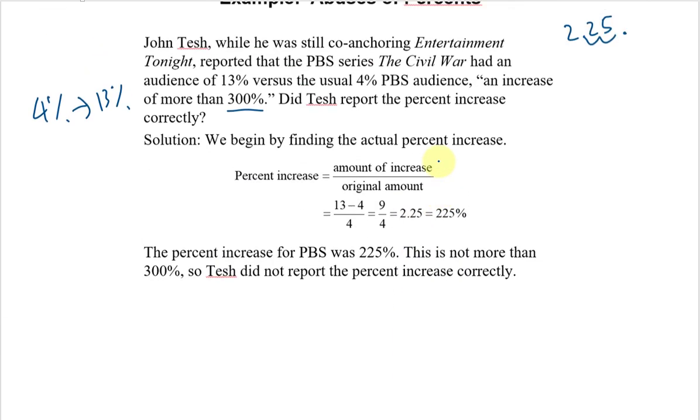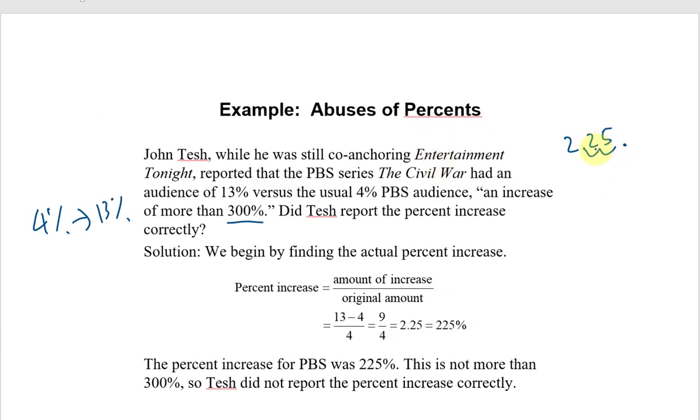So that is the end of the section. To go from decimal to percent, we move 2 places to the right. To go from percentage to decimal, we move to the left 2 places, and then we drop the percent sign.